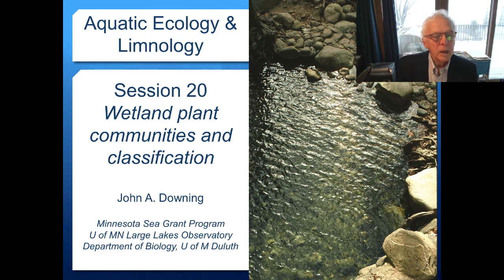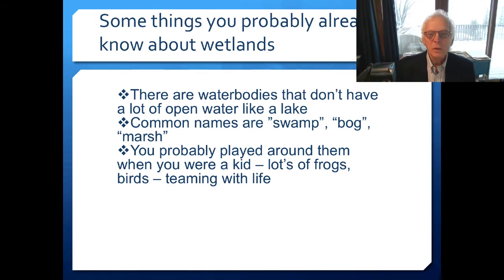So today in session 20, we'll be talking about wetland plant communities and classifications. These are very vegetated systems, very shallow water systems that you may be familiar with. You may know some things already about wetlands. These are water bodies that don't have a lot of open water like a lake. You may have walked across them when they're frozen. You may have walked through them and played around them as a child. Some of the common names you probably used for them are things like swamp, bog, and marsh. In general, I like to call them wetlands.